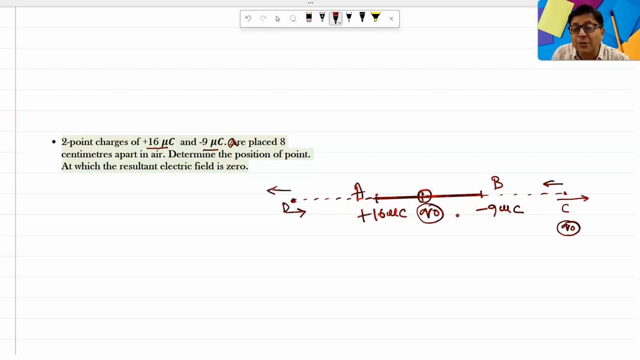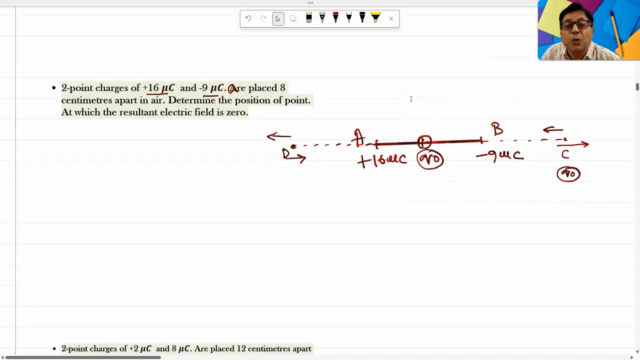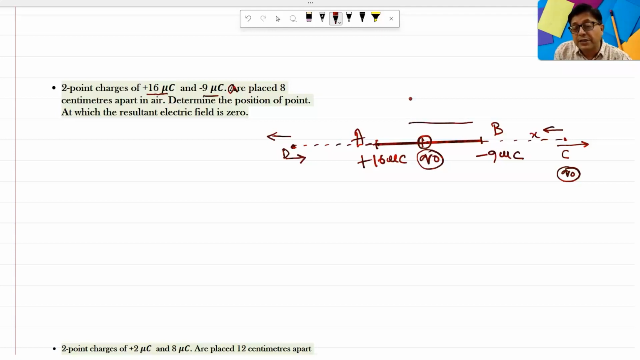So it is not possible to get null point. Null point means where net electric field is 0 on the line segment joining these two. It is outside the line segment joining these two. So let us work accordingly. Let us assume that the charge is at a distance x from 16 μC, here on the right side. Okay, taking this direction, positive direction.